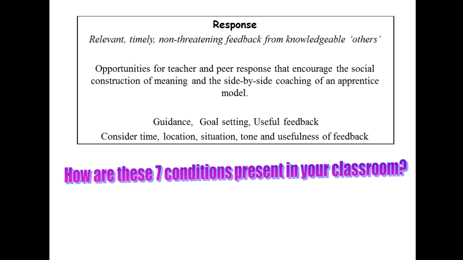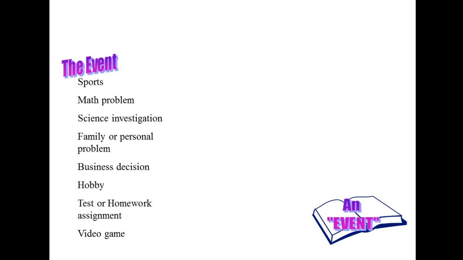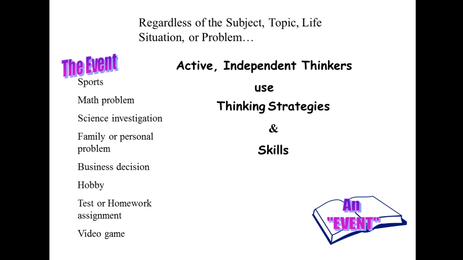And how are these seven conditions present in your classroom? Without them, people can't truly learn. So in summary, we have lots of events we participate in life. Here's some: sports, a math problem, a science investigation, a business decision, a home decision, a video game. They all are events. Regardless of the subject, topic, life situation, or problem, active independent thinkers use thinking strategies and skills before, during, and after the event. And this will become a recurring theme. We don't just use thinking before, or we don't just use it after. We use before, during, and after.